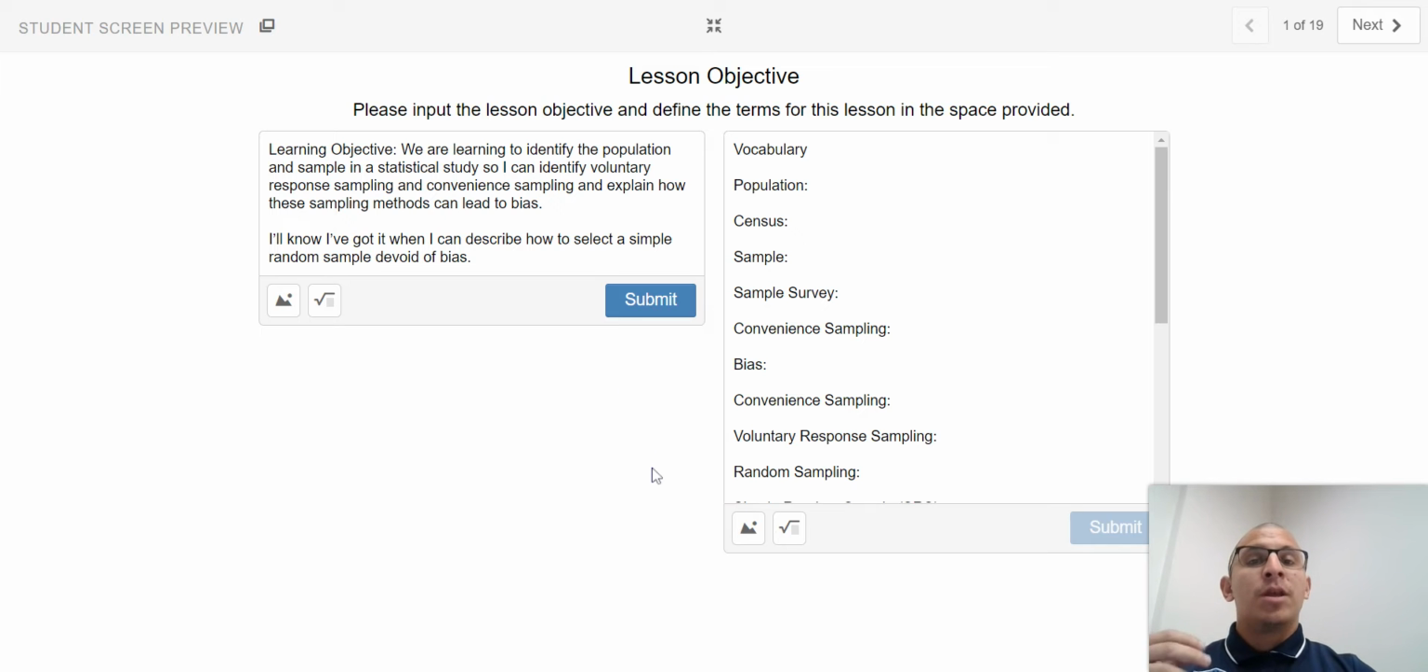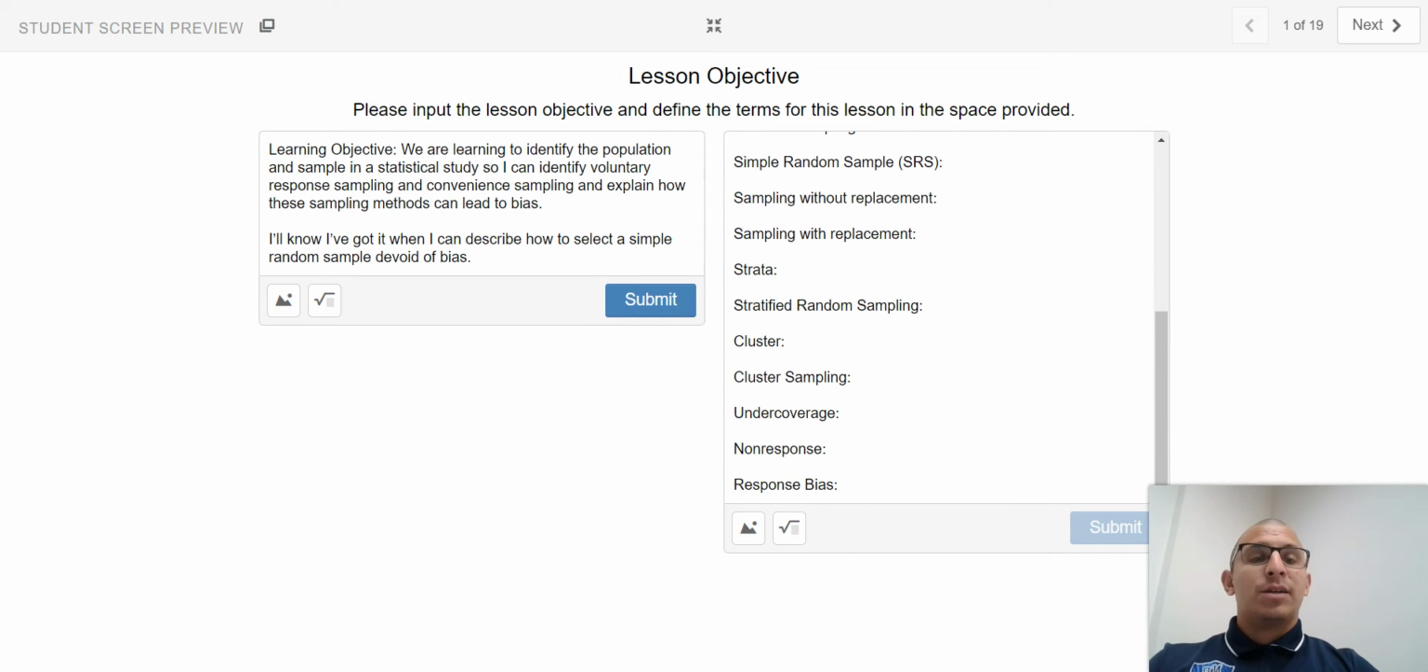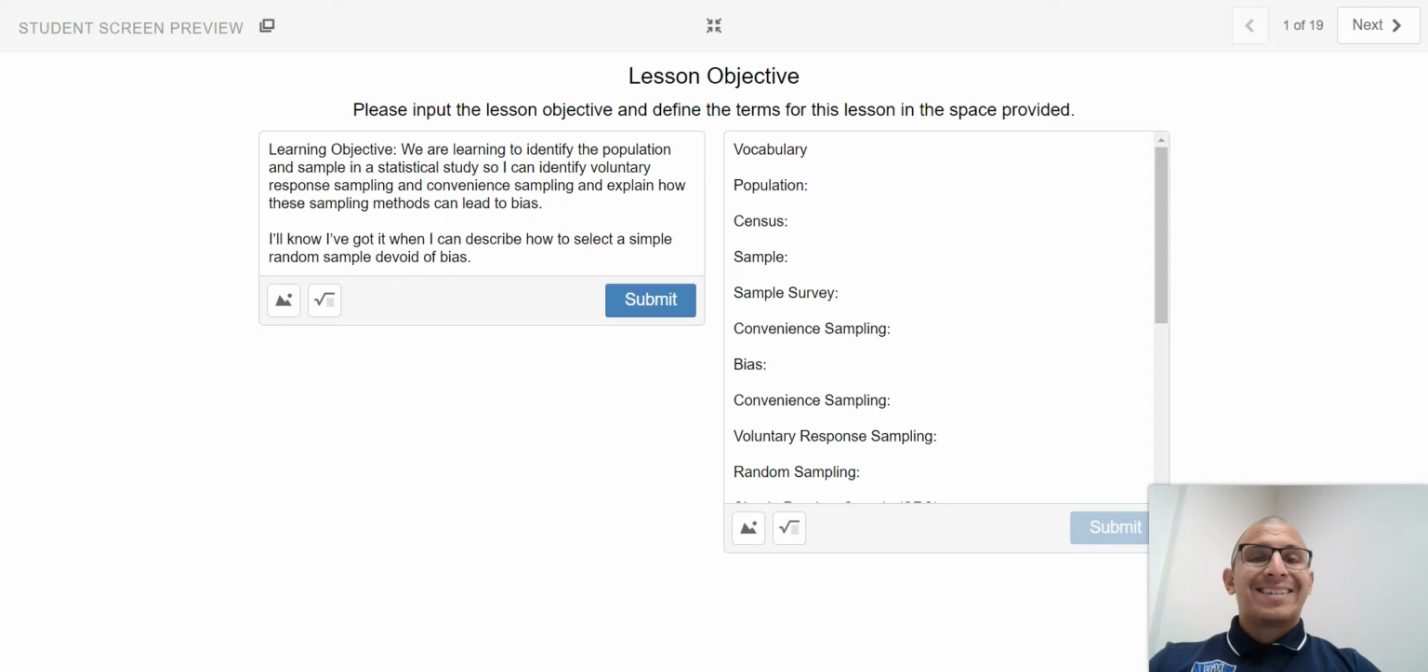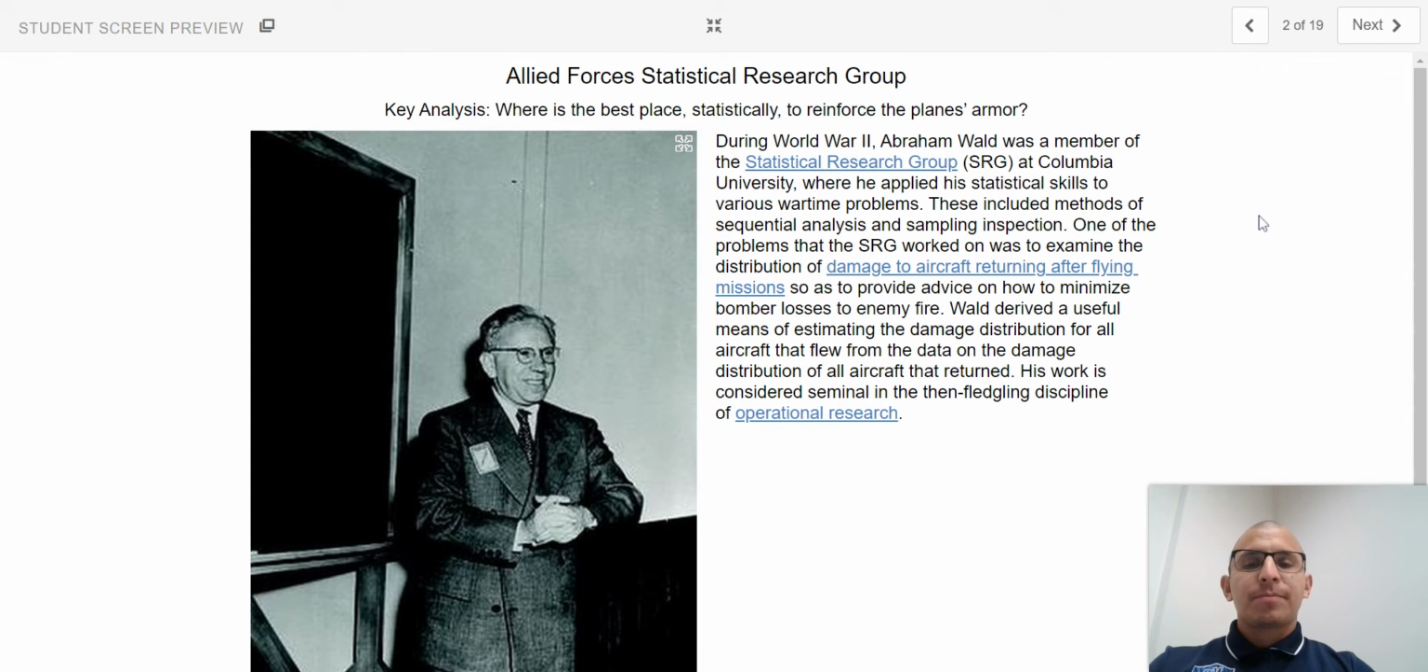We're going to start off pretty basic, though, talking about differentiating between a population and a sample so that we can identify the type of sampling techniques being utilized and how those sampling techniques might lead to bias in our data collected. We'll know that we've got it when we can describe how to select a simple random sample devoid of bias. As you can see, we're pretty stacked on our vocabulary. So without further ado, let's pop in.